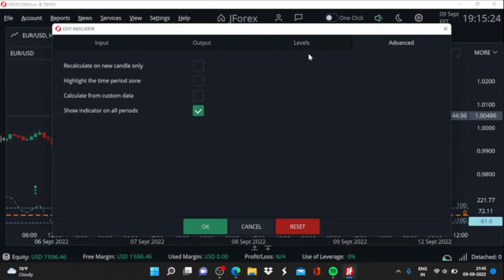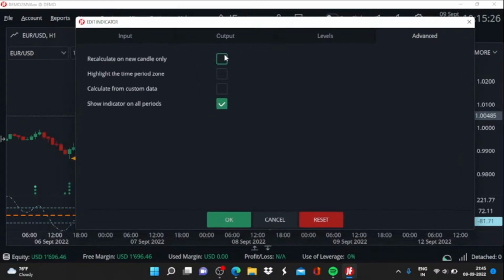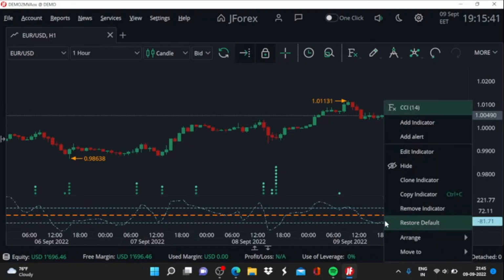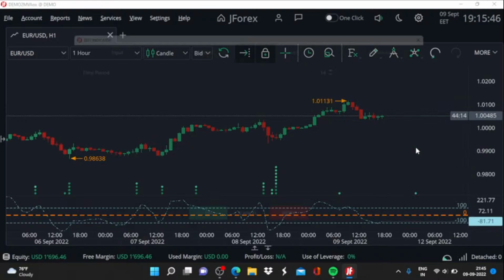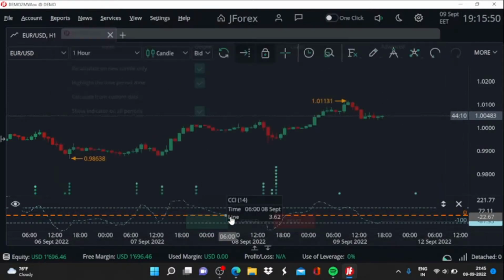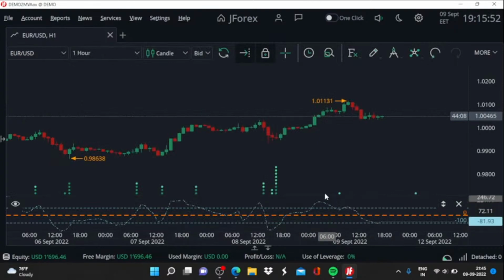Coming to the advanced editing options, if you want the output to remain constant throughout the current period, then you have to opt in for that option, and this value will remain fixed regardless of these candles' fluctuation. And only when a new candle is plotted, the output value will change. All right. Highlight the time period zone. Whatever is the calculation period, it will be highlighted. So here it is being highlighted.